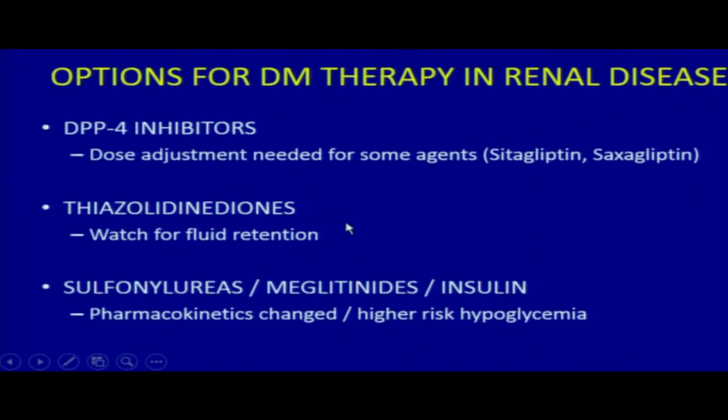You can use pioglitazone in the setting of renal insufficiency, but need to be careful to watch for the volume issues of fluid retention in that population. And as I said, hypoglycemia is going to be more of a concern if you're using insulin secretagogues or insulin in this population.